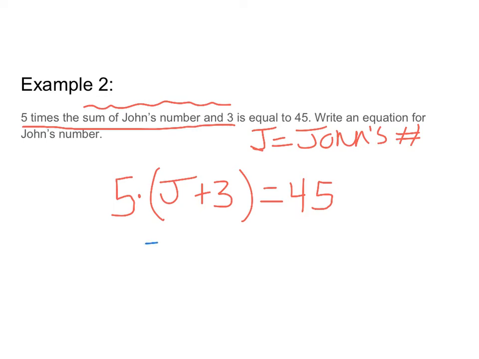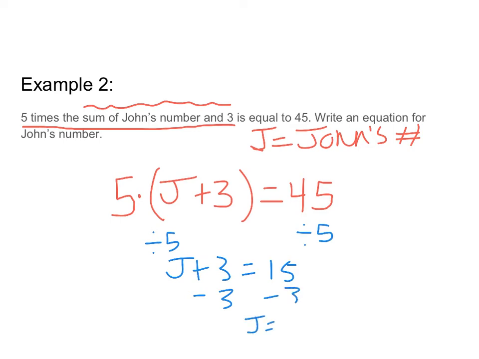If you wanted to solve from there, you would once again think about that outside layer first. So the 5 comes off first, leaving you with J plus 3 equals 15. You would subtract 3 and get J equals 12. John's number is 12.